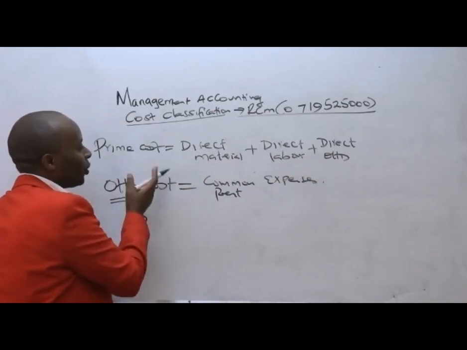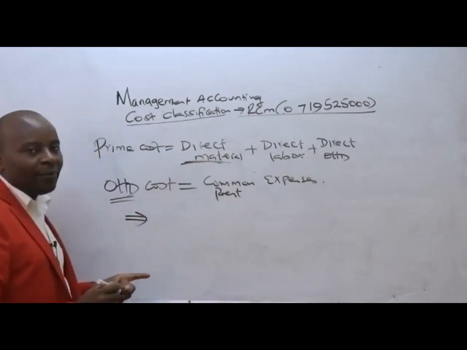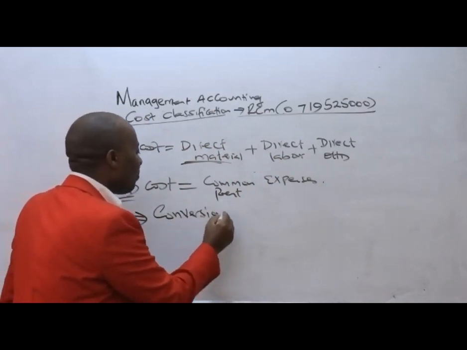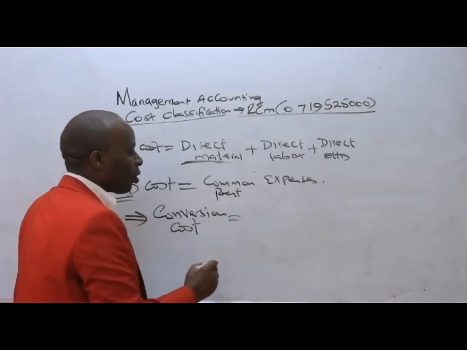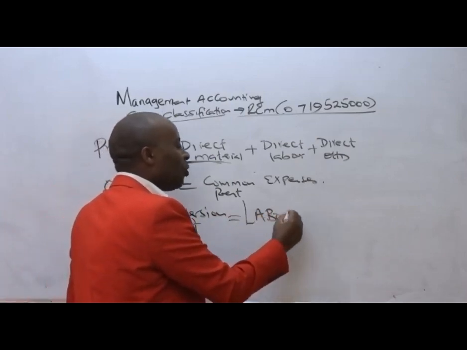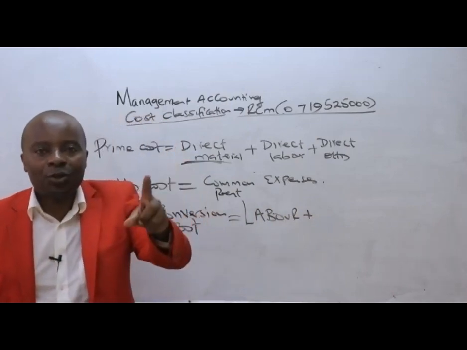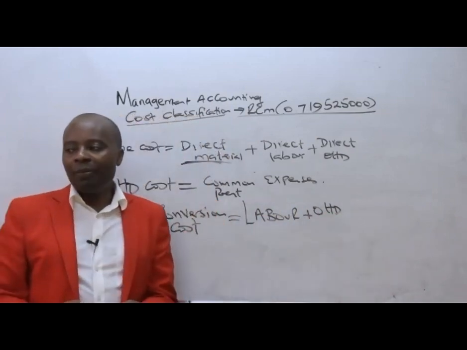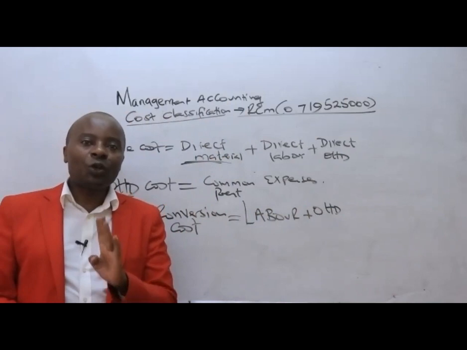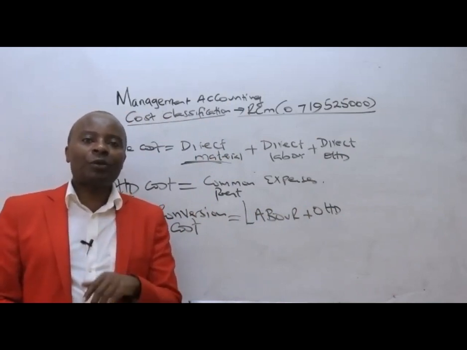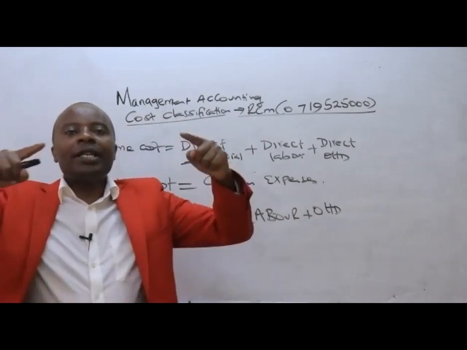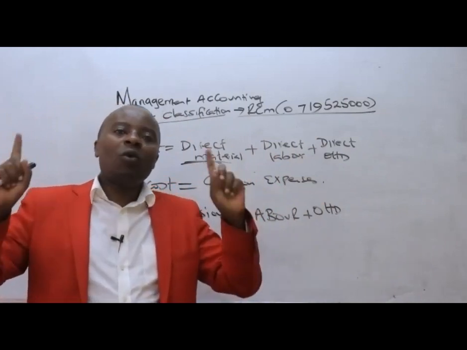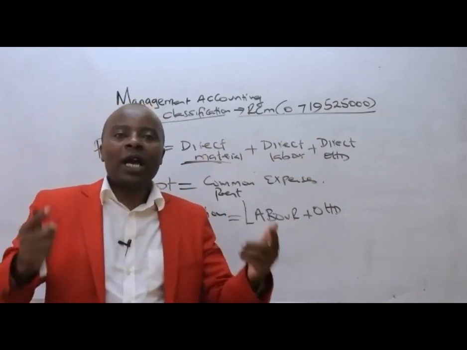We said prime cost is material, labor, and any direct overhead. But we have another important terminology called conversion cost. Conversion cost, the cost of converting raw materials into finished goods, has only two components: labor plus overheads. Because to convert my timber, I will need a physical space, which I pay rent for, and I will need workers to come and help me carry out the conversion.